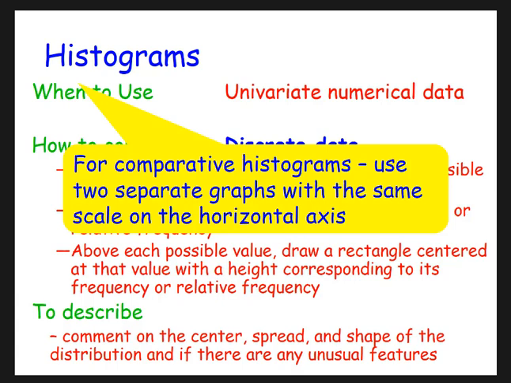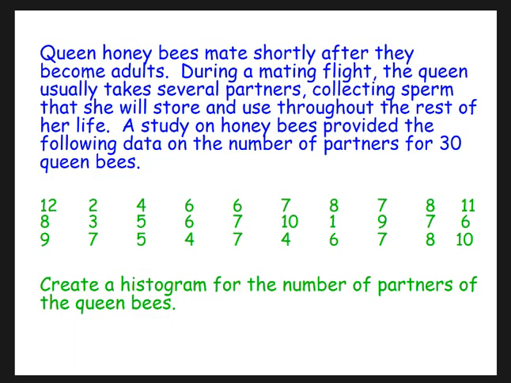Comparative histograms can be used. You have to use 2 separate graphs with the same scale on the horizontal axis. For categorical data, you have that comparative bar graph or double bar graph where you put the bars side by side in the same graph. For a comparative histogram, you have to have 2 histograms with the same number scale, and just have them stacked one above the other. You can't put the bars side by side.